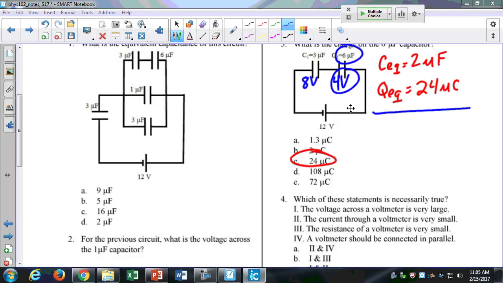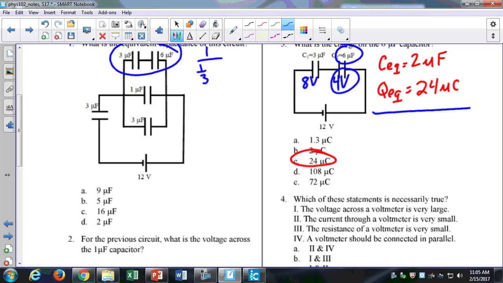And then I have a 6 and a 3 in series. Well, we know that's 2, right? So the answer is 2. You just write that down in longhand. If you can't look at it and say that, that's okay. You can go through and you say, well, this is 1 over 3 plus 1 over 6, and that's equal to 2. And then I can redraw it.